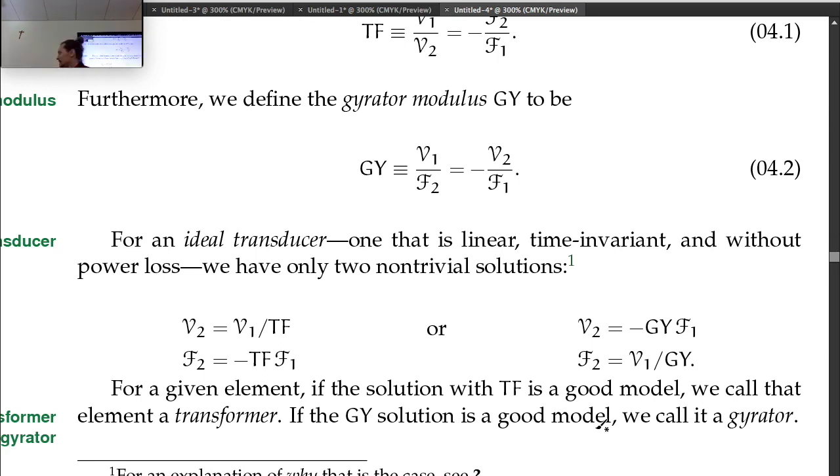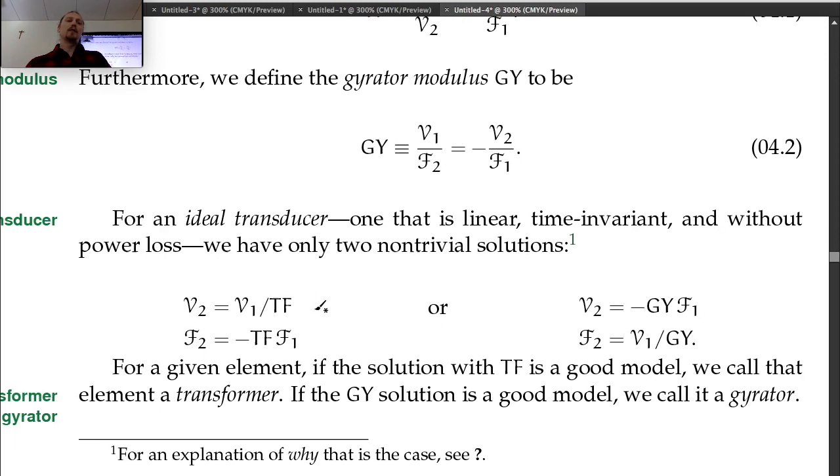So, for an ideal transducer, one that is linear, time invariant, and without power loss, we have only two non-trivial solutions that we can write. So there are two distinct solutions. One of them is this left-hand side grouping, or the other one is this right-hand side grouping. So either the across variables are related, or the through variables are related.